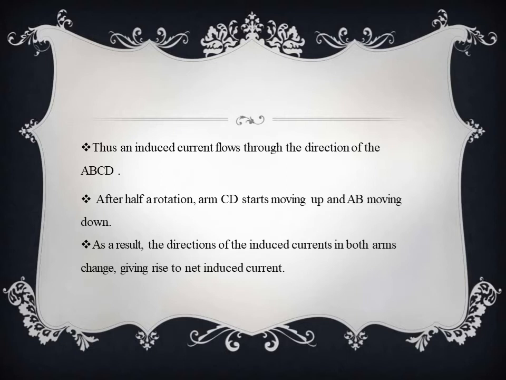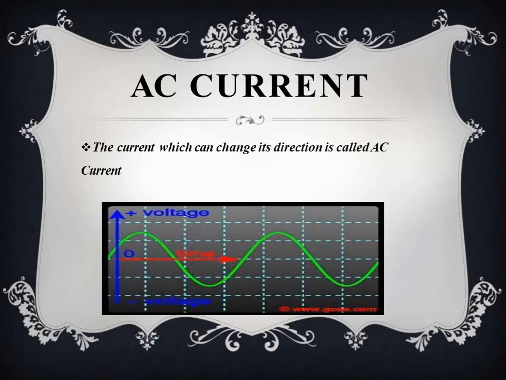After a half rotation, arm CD starts moving up and AB moving down. As a result, the direction of the induced current in both arms changes, giving rise to a net induced current. So what is this AC current? The current which can change its direction is called AC current. We can see in the diagram that it covers both cycles, in the positive direction and the negative direction.